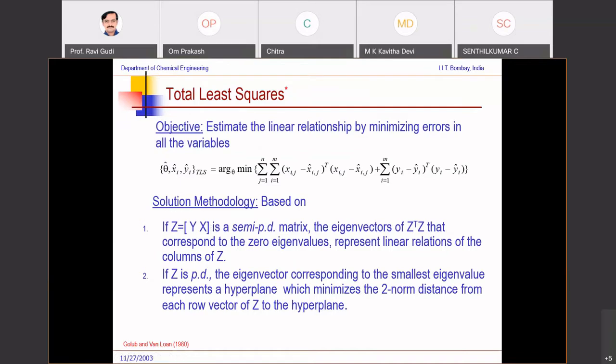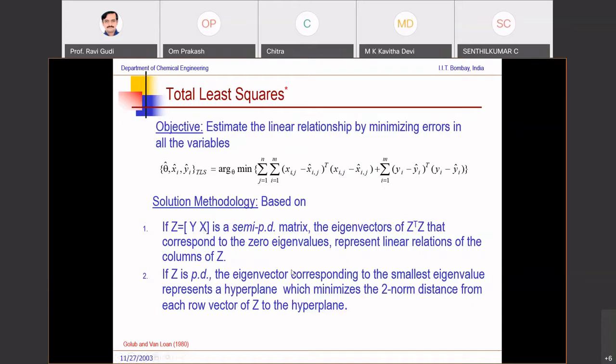The eigenvectors of... what we do is we essentially create a new matrix Z. Now, Y is related to X using the linear relationship, and so the eigenvectors of Z transpose Z that correspond to the zero eigenvalues represent the linear relations of the columns of Z. What are the columns of Z? Y and X. What is the linear relationship between them? Y is equal to X theta.